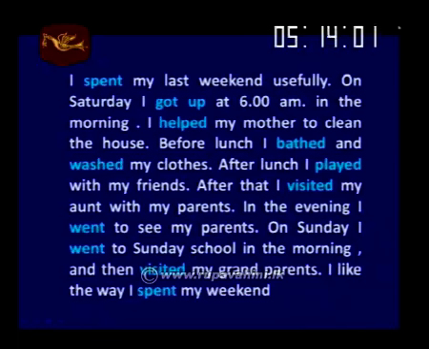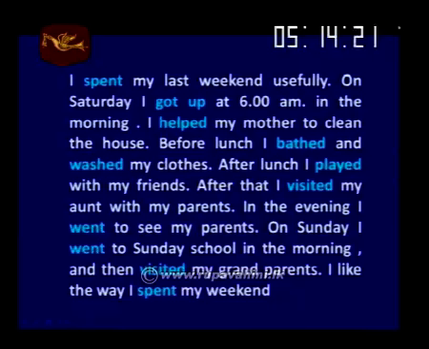Now this is past tense. I spent. So they are different in one letter, right? Yes. I spent my last weekend usefully. On Saturday, I got up at 6 a.m. in the morning. I helped my mother to clean the house. I helped, E-D. I helped my mother to clean the house.